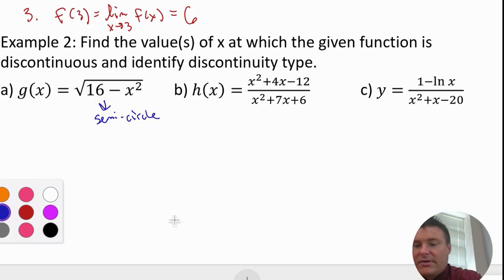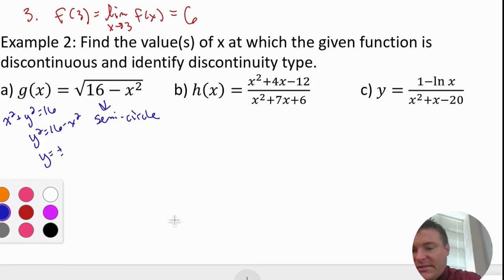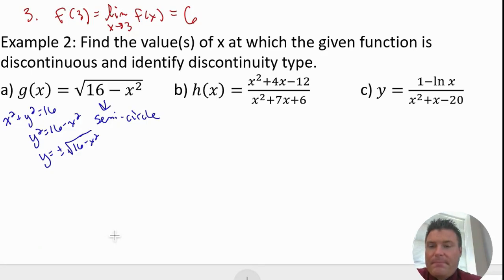Okay, because how do I know that? Well, if I have x squared plus y squared equals 16, and I were to solve for y squared, I would get y squared equals 16 minus x squared. Solving for y, I would get plus and minus square root of 16 minus x squared. Since I only have the positive one, we only have a semicircle.